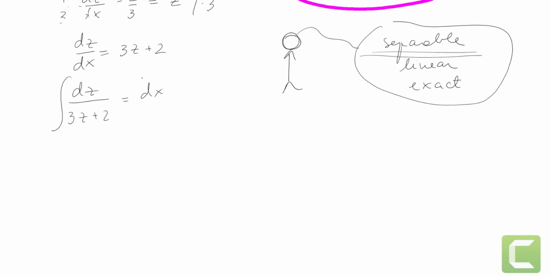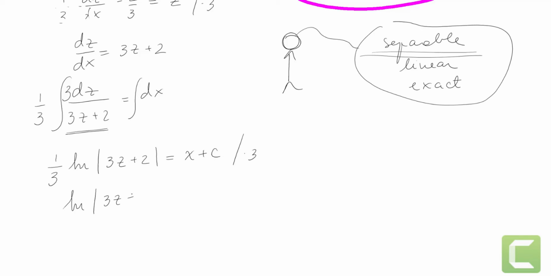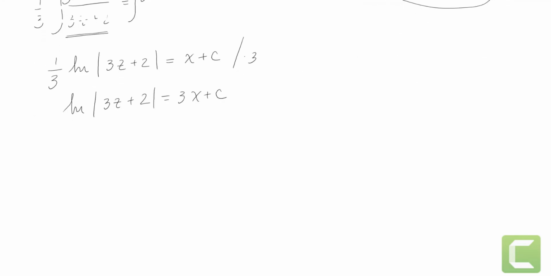So here, if we integrate both sides, we get, well, the denominator, if you differentiate that, you get 3 dz. So I'm going to put a 3 dz here, but I'm going to multiply by 1/3. Or you can use substitution if you want. So it's 1/3 ln of absolute value of 3z plus 2 equals x plus c. I'm going to multiply by 3, ln of absolute value of 3z plus 2 equals 3x plus c. 3c is still a constant. So 3z plus 2 equals c e to 3x.